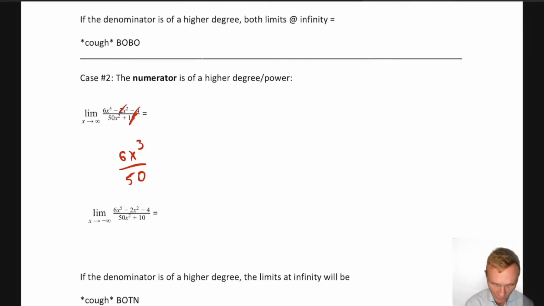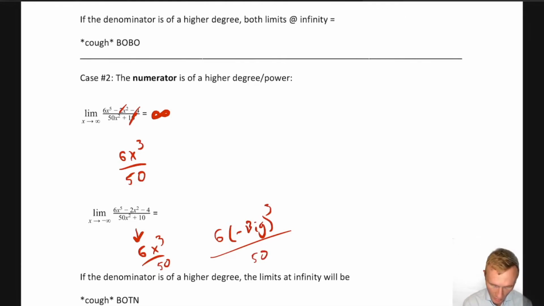As x heads to infinity, we are heading towards infinity here. The one you have to be really careful about is with negative infinity. This one, it's worth taking a second to say, okay, 6x to the third over 50. That's 6 times a negative big number cubed over 50. Negative to the third power is still negative. So we've got negative big number over 50. You get the point. It's negative infinity. All that matters is the sign.